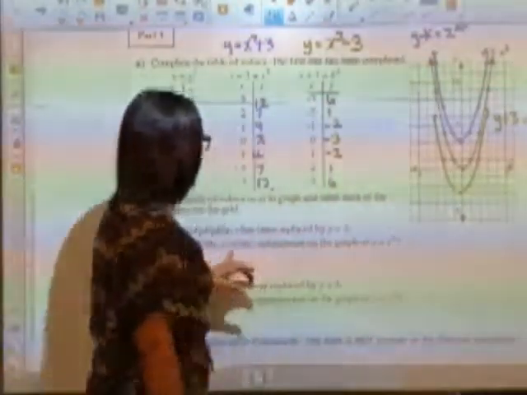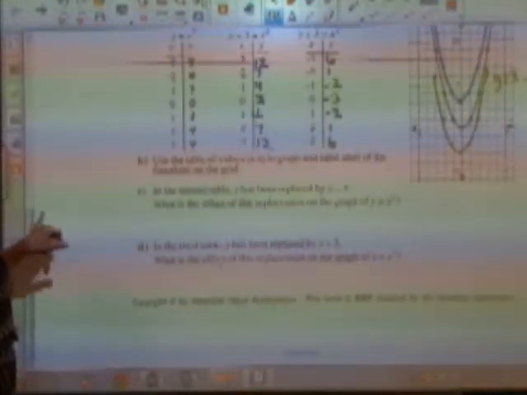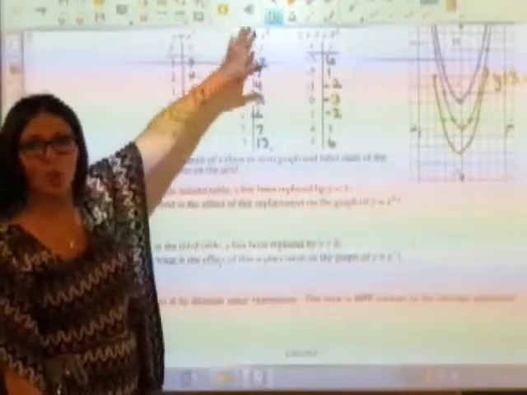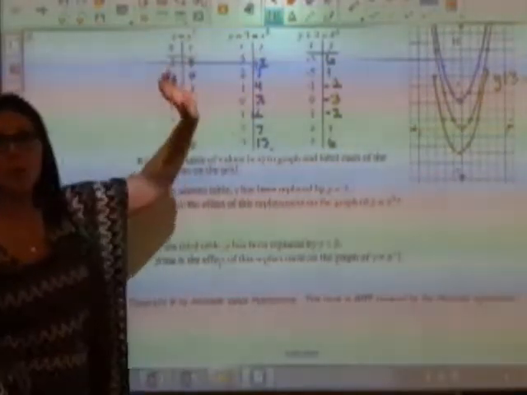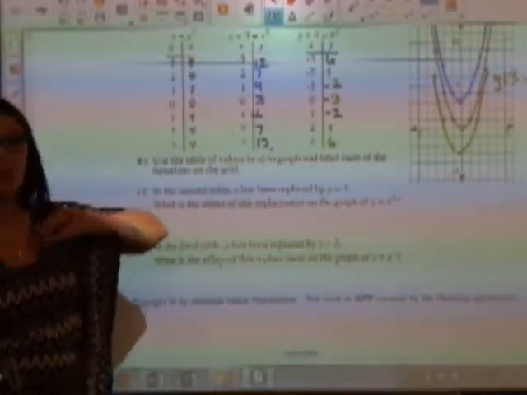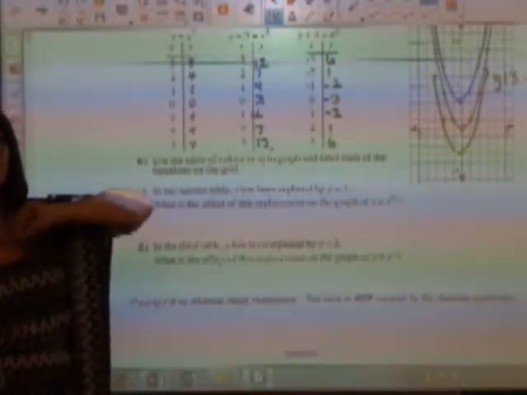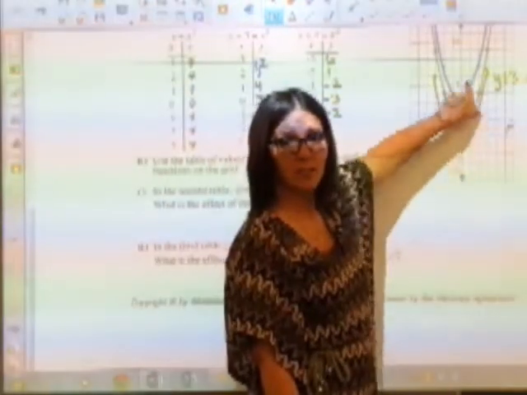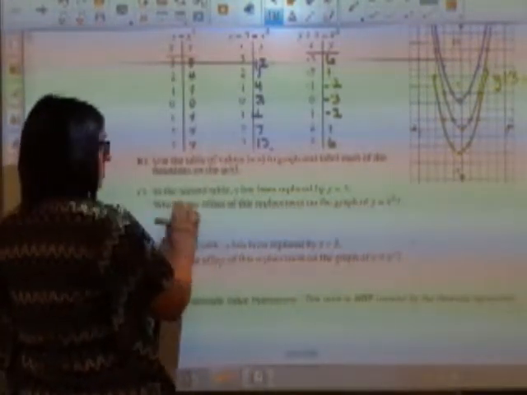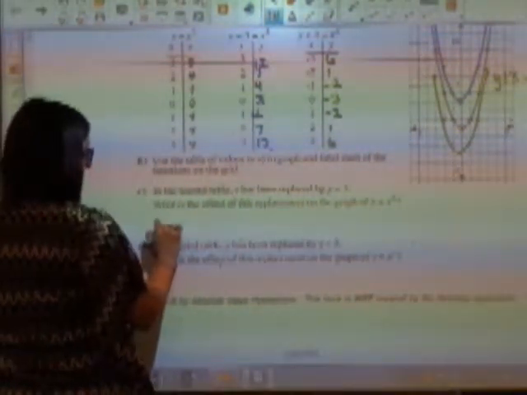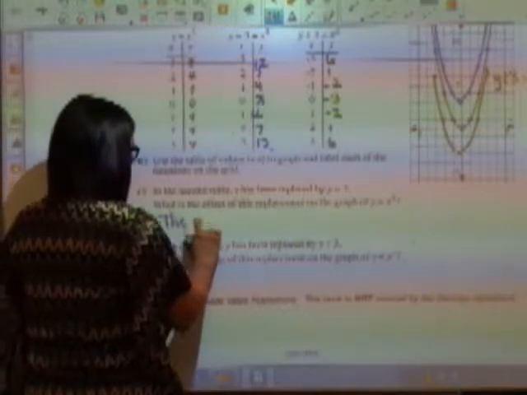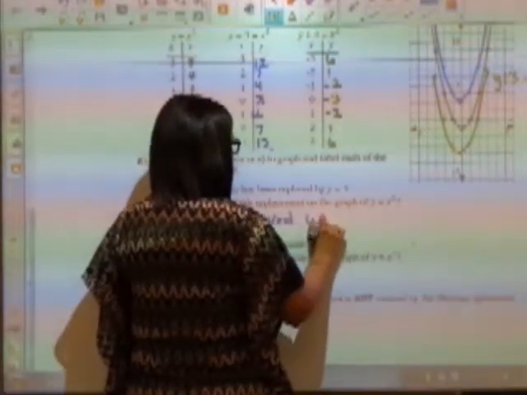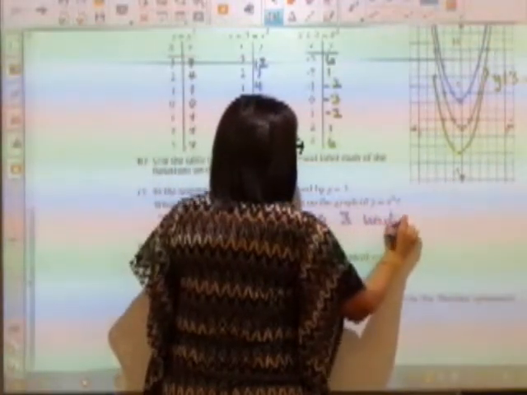So if we go back to the blue graph, the blue table. In this table, I did a replacement. Instead of writing it as a y equals, I wrote it as a y minus 3. So I replaced y with a y minus 3. What did that do to the graph? My blue graph went up by 3 units. So the effect of this replacement is the graph moved up 3 units.